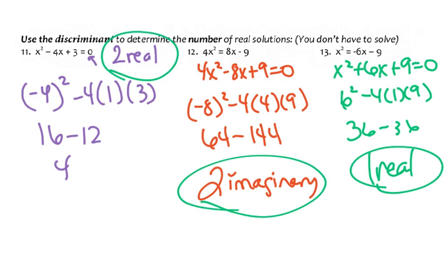For number 12, it would also be correct if you said 0 real solutions. So depending on how I ask the question, you would say either 0 real or 2 imaginary. So if I say how many imaginary solutions do you have, you would say 2. If I said how many real, you would say 0.